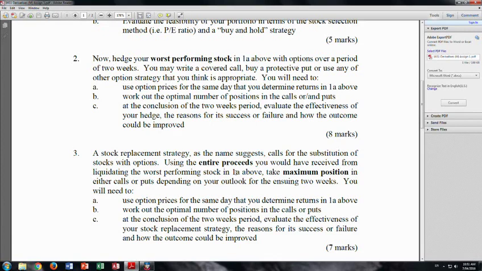So use the same option prices as the day that you determine your portfolio profit or loss, and work out the optimal number of positions in the calls or puts based on the strategy that you use. What that means is that you need to think about what it is that you're trying to do. Are you trying to protect your profit? Are you trying to hedge against losses? If your worst performing stock is still profitable, are you trying to continue to write on the profit? What is your objective? Given your objective, then you can determine which strategy you want to use.